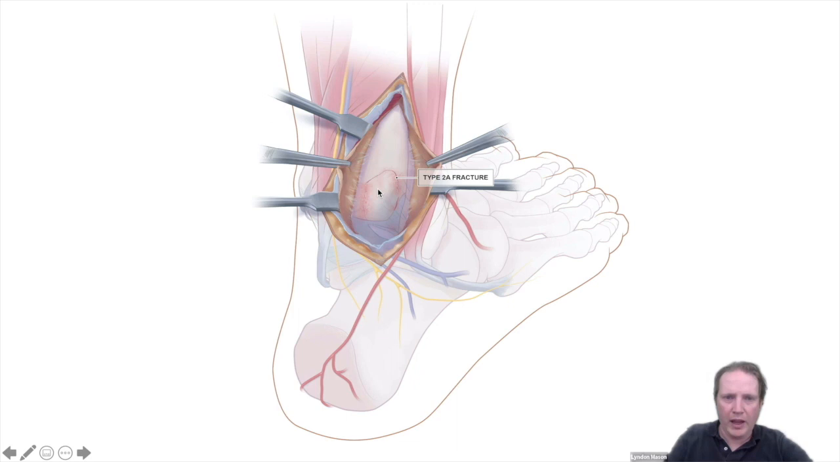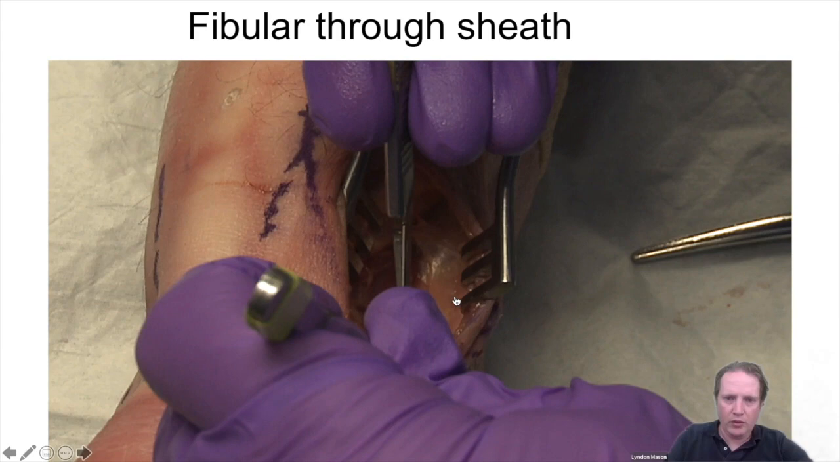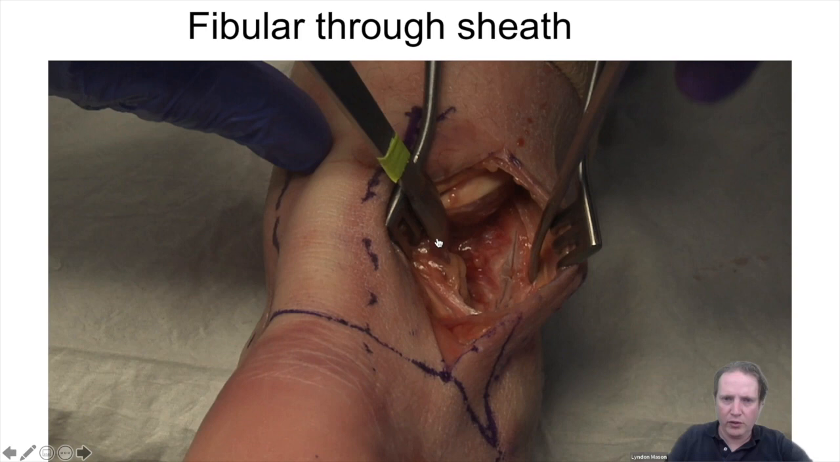The fibula is then approached through the sheath. It's important not to go outside the sheath to prevent necrosis to the skin. You see here, through the sheath, we've then gone through its base. The periosteal elevation can be done to the fibula. Then the peroneal artery is underneath this, retracted here.